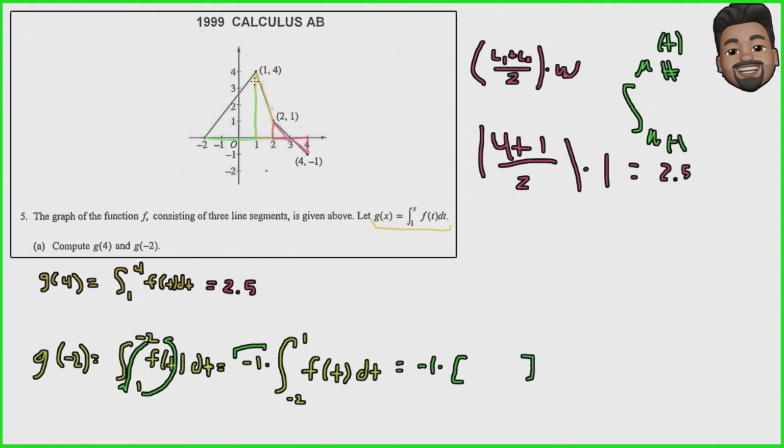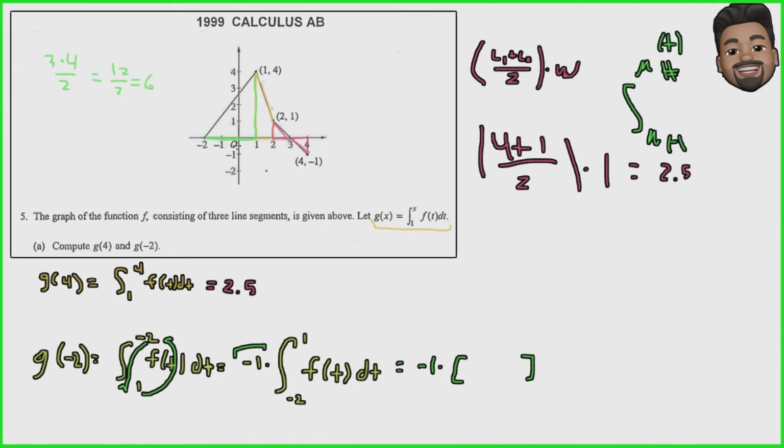Negative 2 to 1 is a triangle. So let's do the area of a triangle: length times width divided by 2. We get 1, 2, 3. So 3 times 4, because this height is 1, 2, 3, 4, divided by 2. 12 divided by 2 is 6.